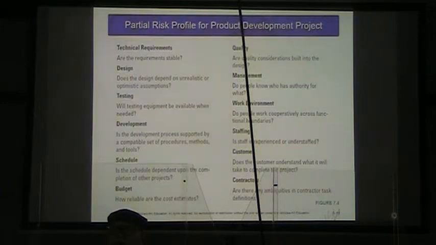Our quality considerations built into the design. The time to put quality in is when we build it. There's an old saying in industrial engineering, you can't inspect quality in. The management of the project. Do the people know who has authority for what? For that matter, will we have to squash somebody because they're taking on authority that they haven't been given?